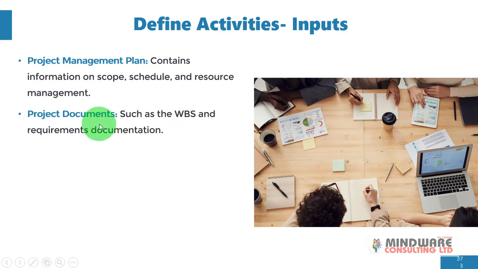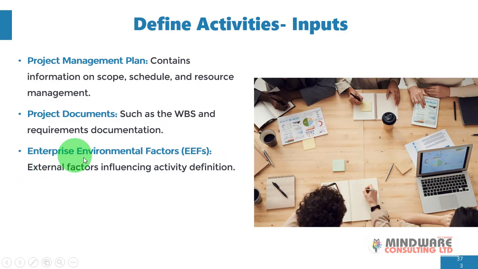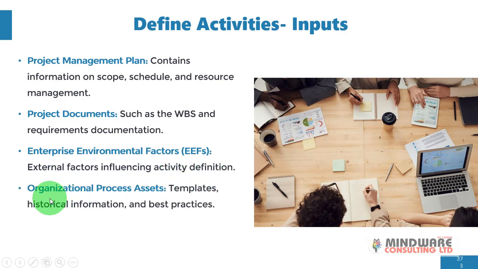So next is the project documents, such as the work breakdown structure and requirements documentation. You also have the enterprise environmental factors, which are external factors influencing activity definition. Then you have organizational process assets. These are templates, historical information, and best practices. Information gathered from previous projects all make up part of the organizational process assets.